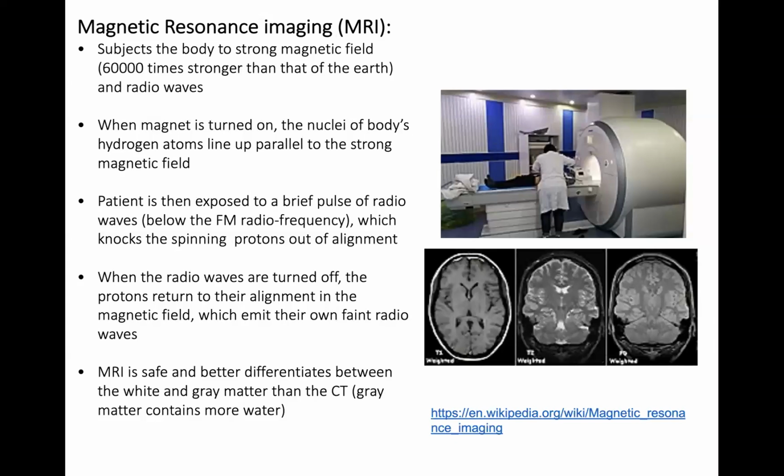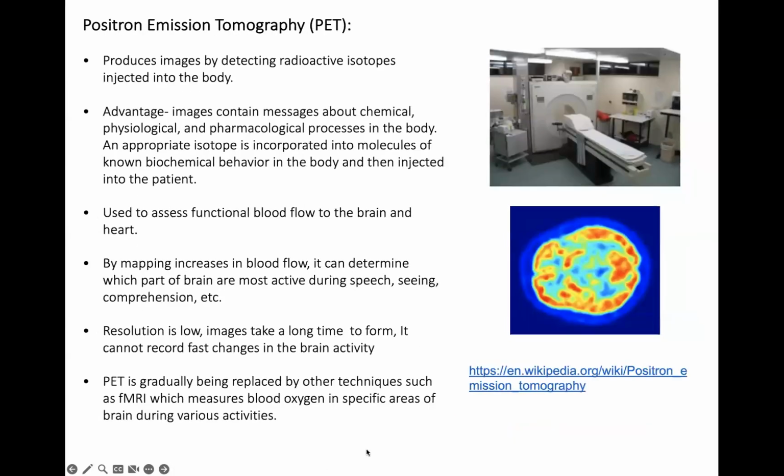So an MRI, again, it just allows us to have a better idea of what's going on on the inside. We don't need to inject any kind of contrast dye just because we're using a different type of technology. And then we also have a PET scan.